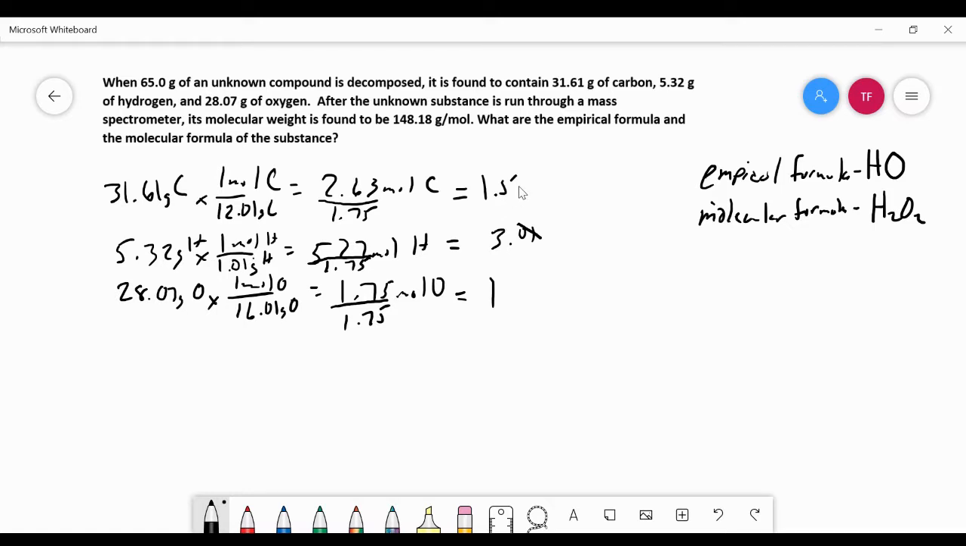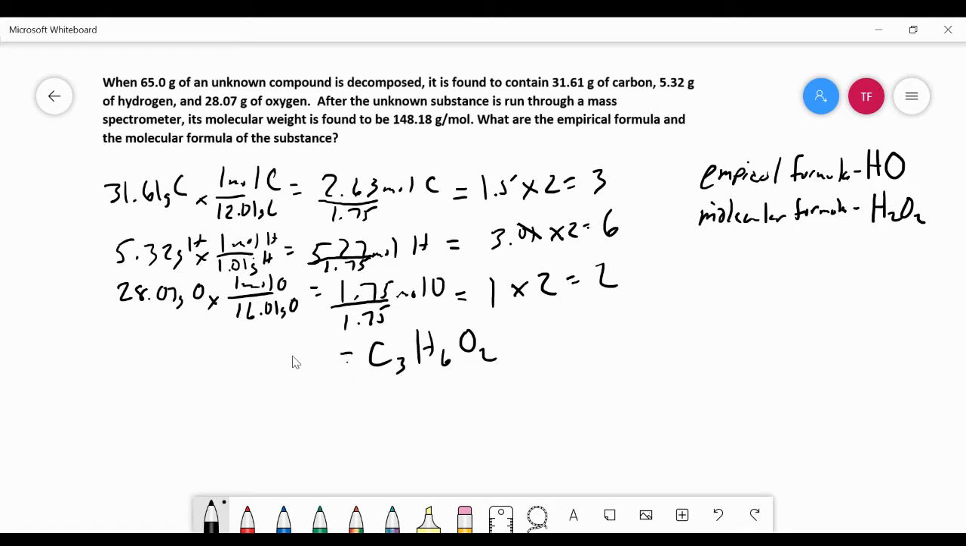Well, if you answered 2, you're correct, because 1.5 times 2 will give me 3. So I'm going to multiply all of these by 2, because again, if you multiply a ratio by a constant, you still get the same ratio. So 3 to 6 to 2. So there's our whole number ratio of the elements in this compound, C3H6O2. This is the empirical formula, because it's the smallest whole number ratio of the elements in the compound.